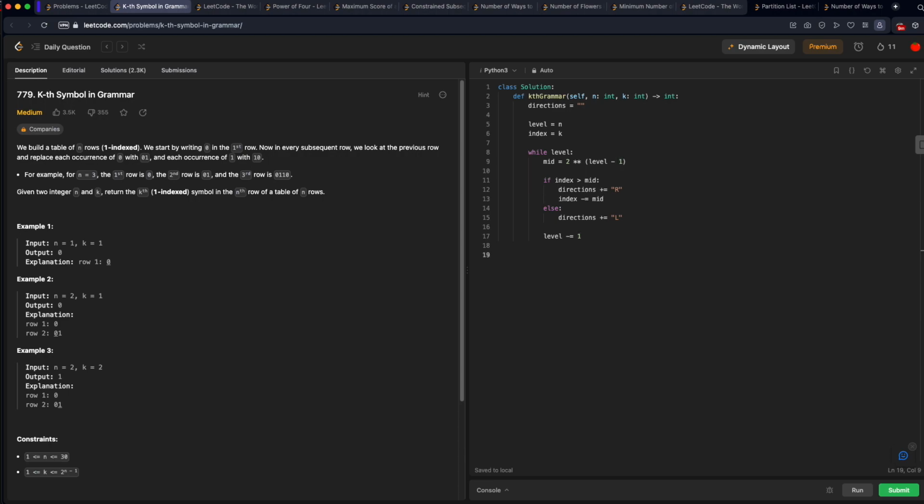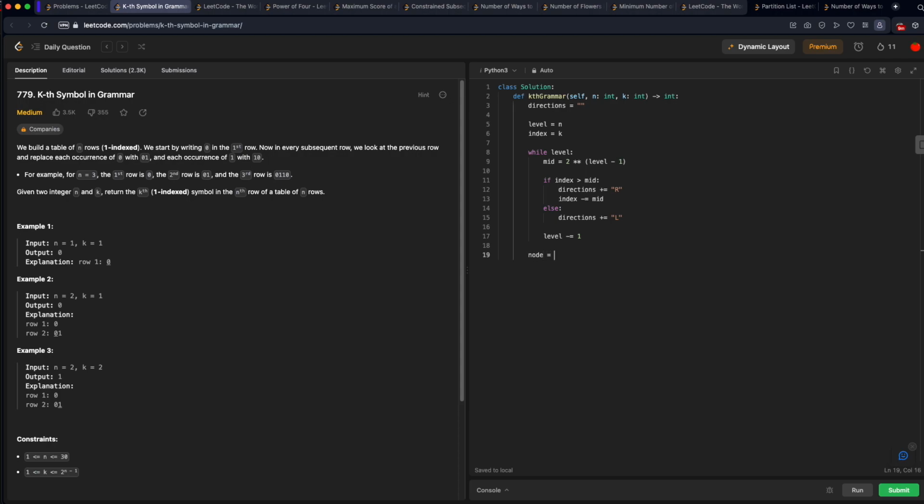Now that we've gone through all of our levels, comparing where this k is relative to our midpoint at each level, and whether we had to come from the right or the left, we've built up our directions. This is kind of working our way back up to the root. Now we basically have to start at the root and work our way back down to this k by following this map, our directions.